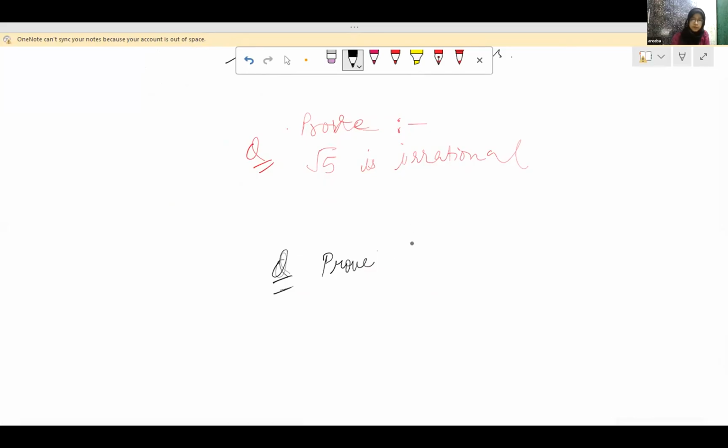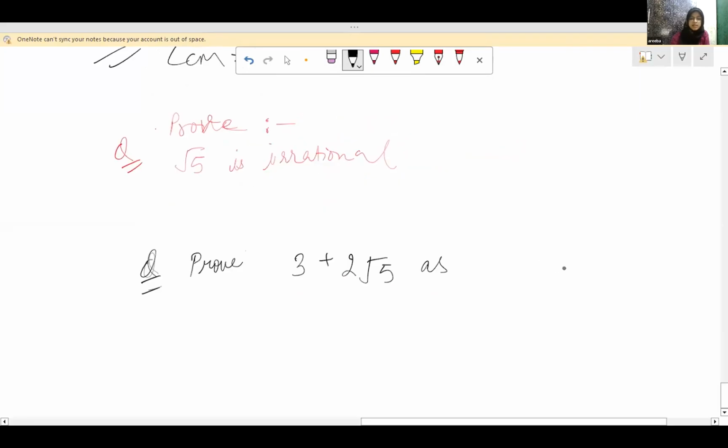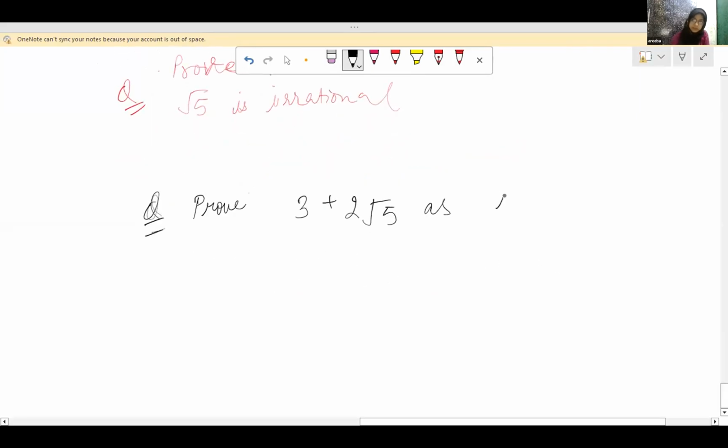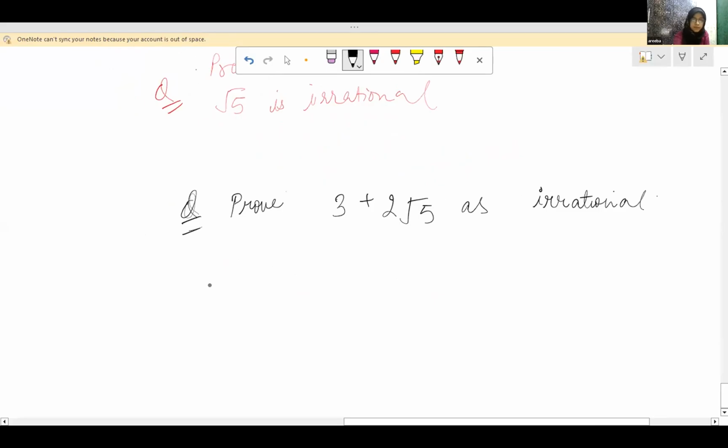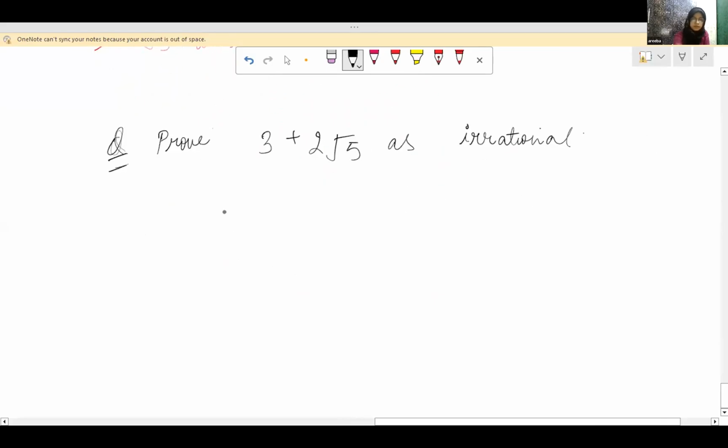Now we have to prove that 3 plus 2 root 5 is irrational, right? Do you guys have any idea how we approach these kinds of questions? How do we approach?